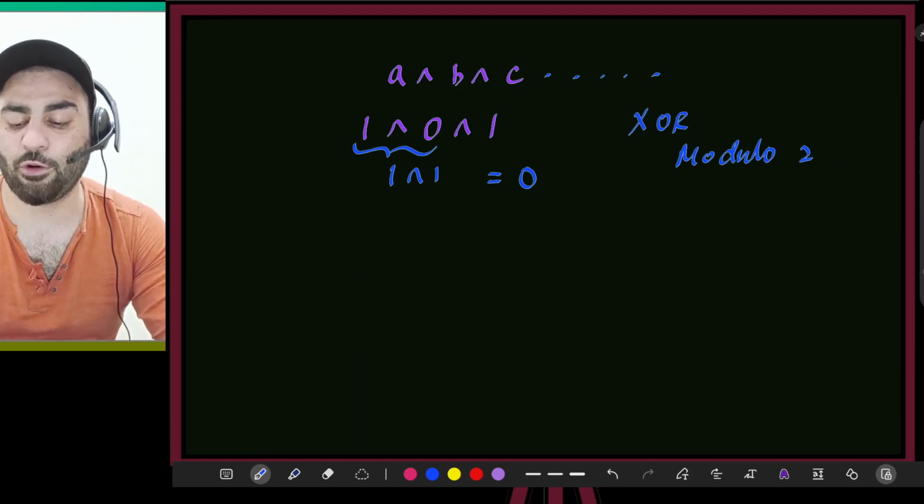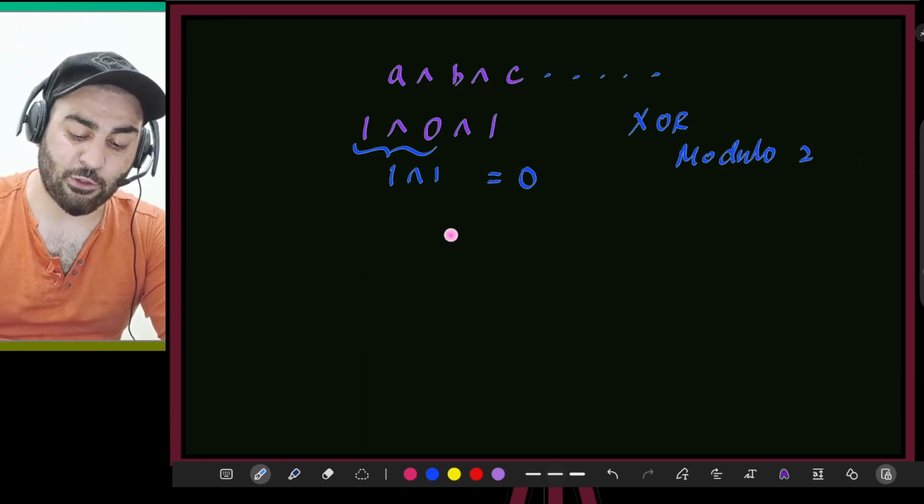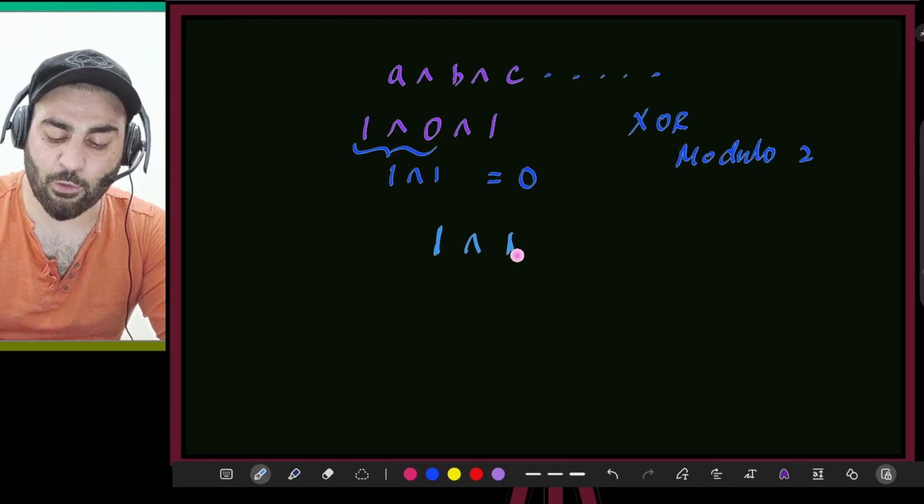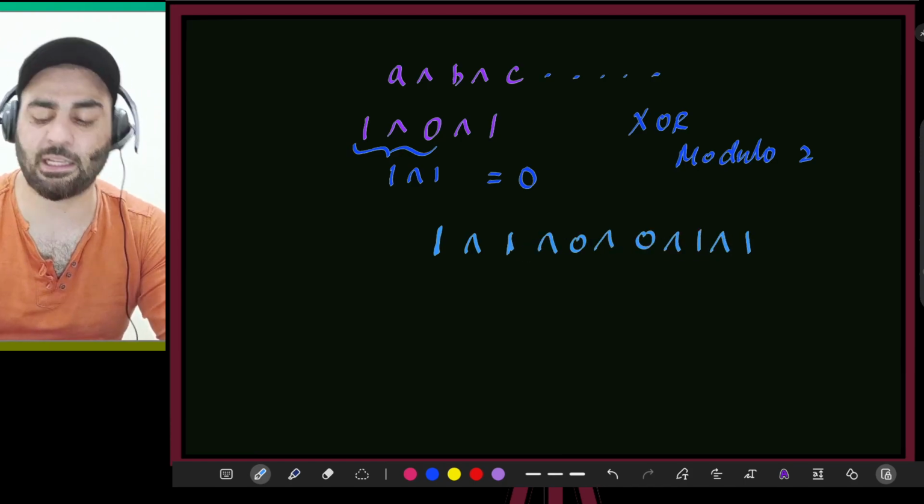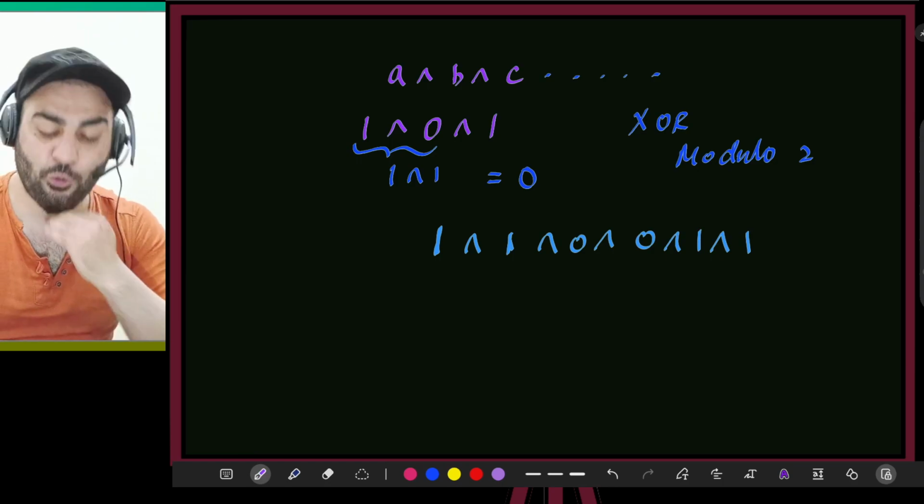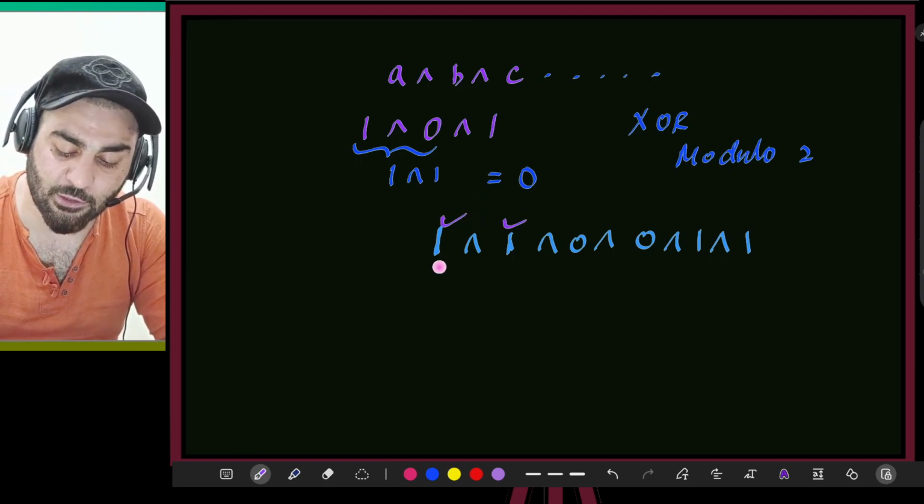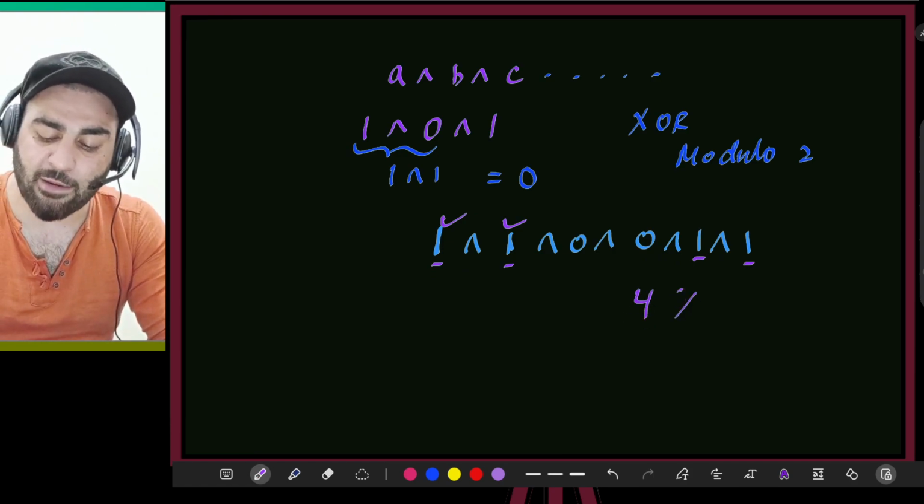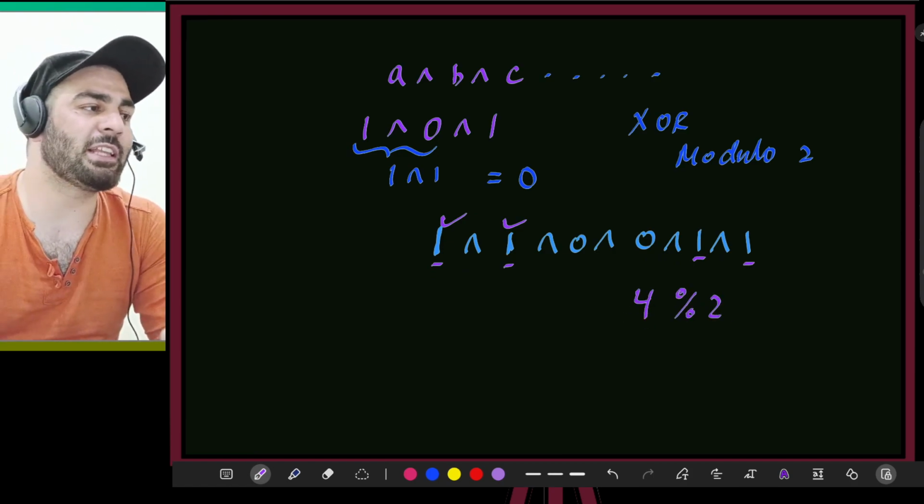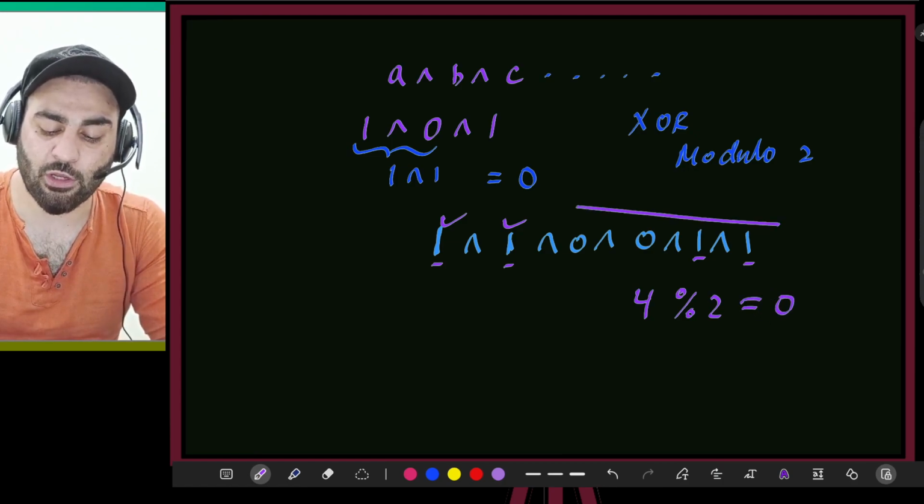Modulo 2. What is that modulo 2? Let me tell you. Suppose we have 1 XOR 1 XOR 0 XOR 0, XOR 1, XOR 1, something like this. What you will do is count the number of ones. How many ones are there? 4. Then you will take modulus with 2, that is, you take the remainder. So this is 0, and the whole of this will be 0.